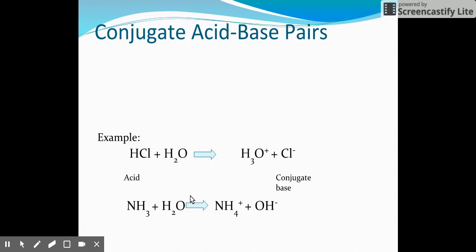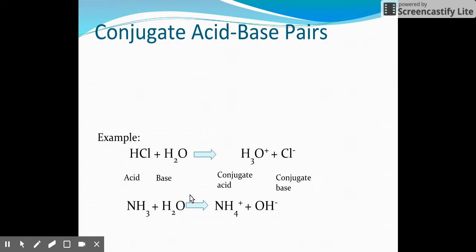Let's take a look at water. What does water do? Well, water is H2O on the left side. On the right side, it's H3O+, which means it's gained a hydrogen. That's the definition of a base. A base is a proton acceptor. So here it's a base. What it becomes on the other side is called the conjugate acid. Let's look at another example.